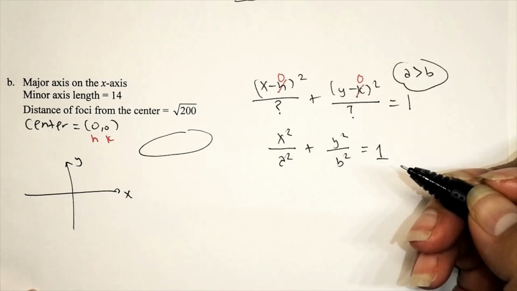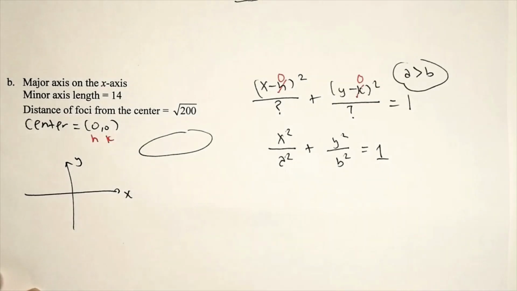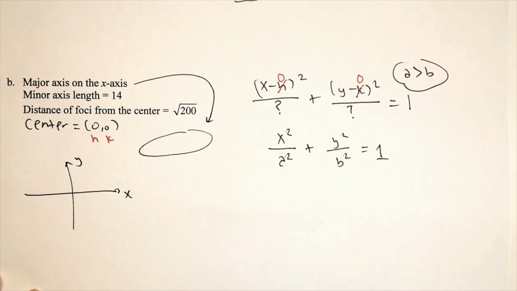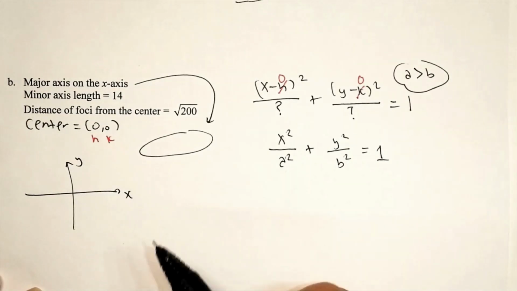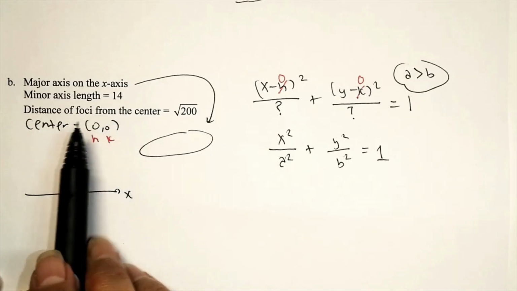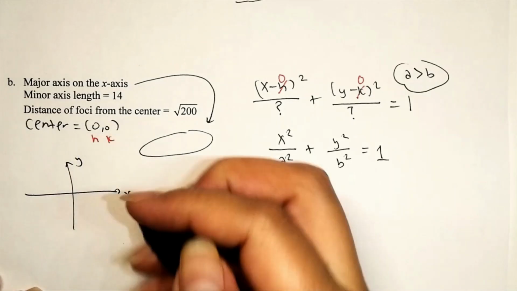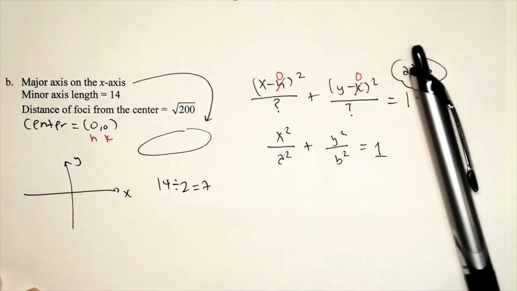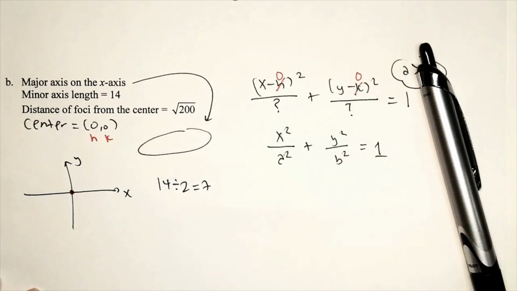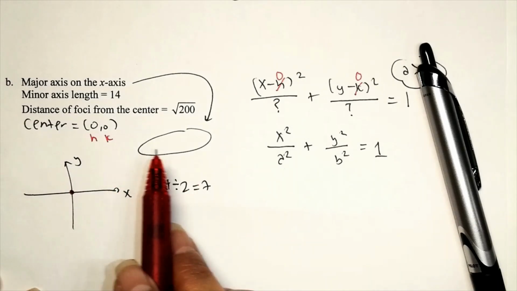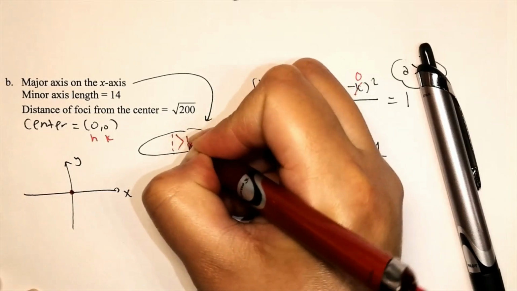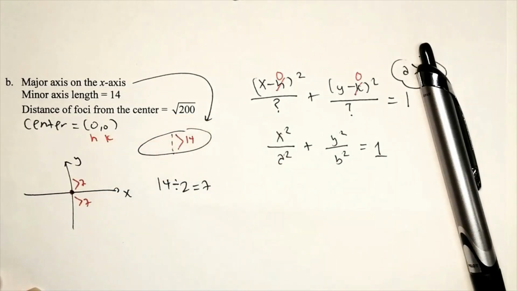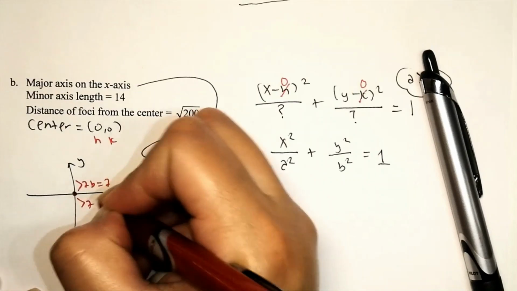So now we need to do the same thing. We need to find A, B, plug in, check, and that's it. Okay, so we know that the major axis is on the x-axis, so that is code for we have a horizontal ellipse. Minor axis length is 14, so the shorter axis is 14, so the whole way across is 14, halfway across will be 7. Okay, so the book told us that the center is at 0, 0. The major axis is across, so the minor axis should be 14. So we're gonna go 7 units up, 7 units down. Okay, so that is code for B equals 7.